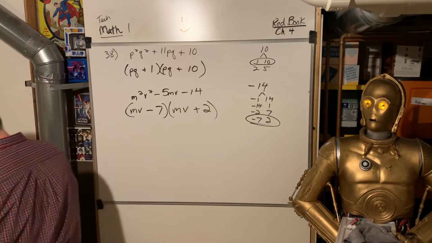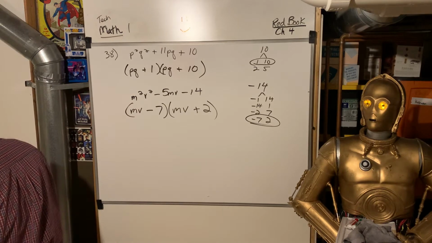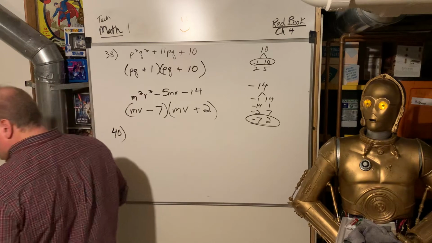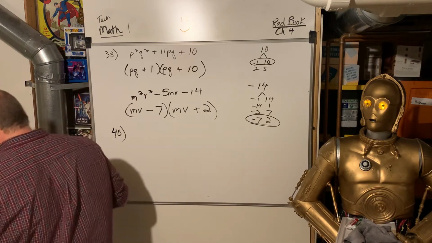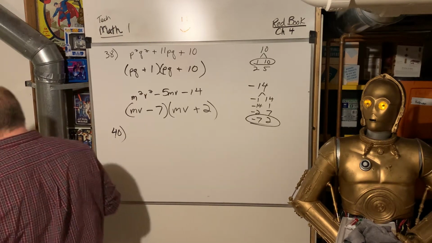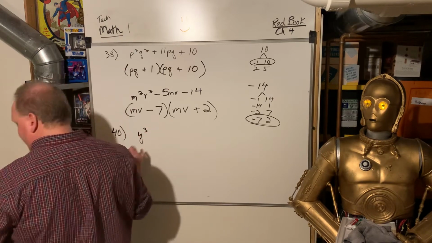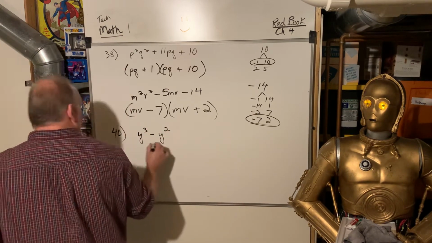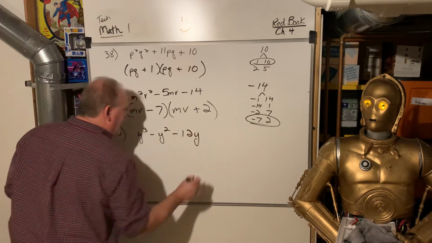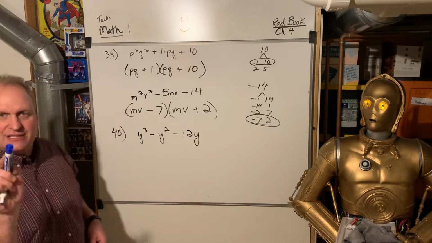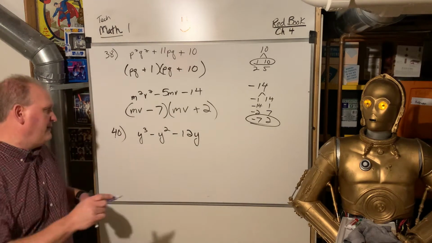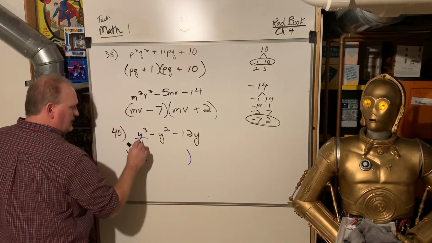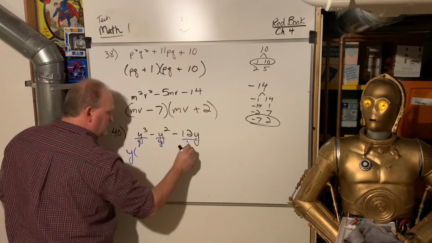All right. And then let's do two more problems, just number 40. So what do we have here? Y cubed, oh look, it's a mixed basket, minus y squared minus 12y. So now you have to bust out your sweet greatest common factor factoring skills. Factor out the y, and remember how we do that, and then underneath each term.